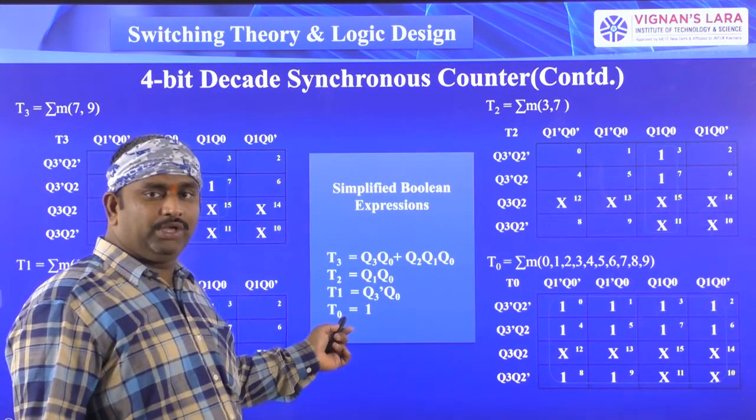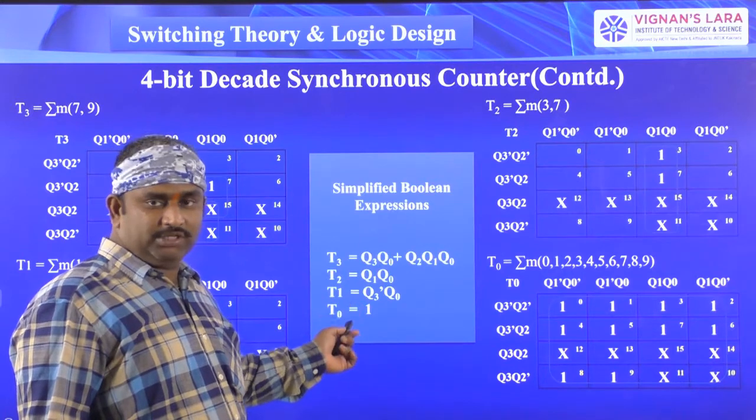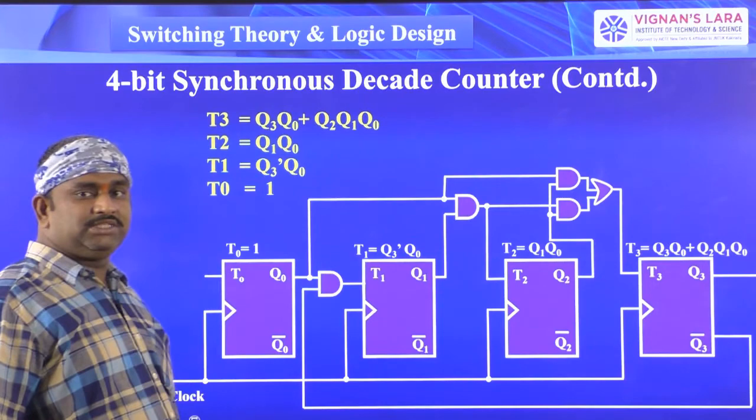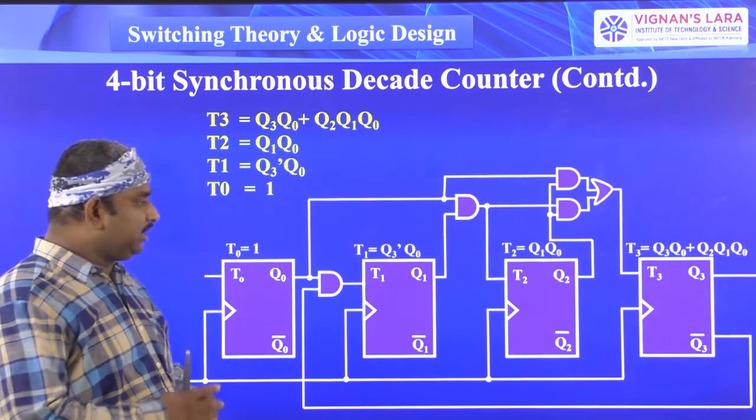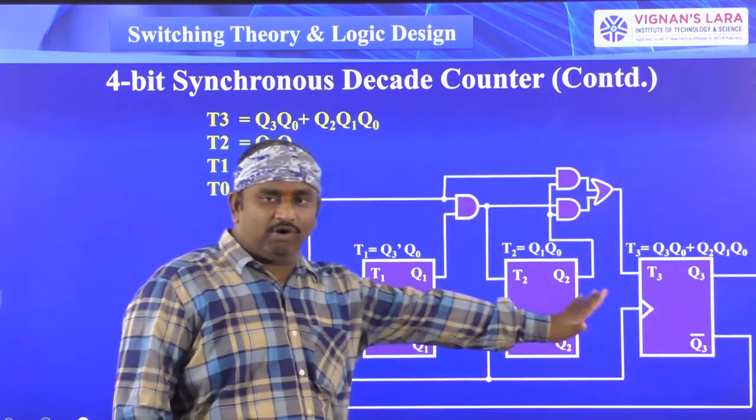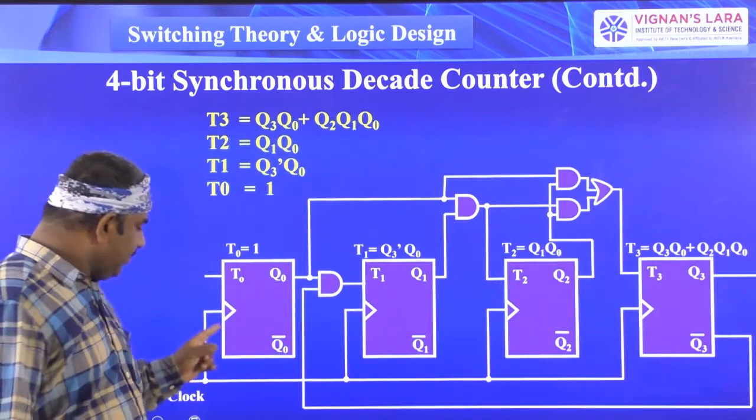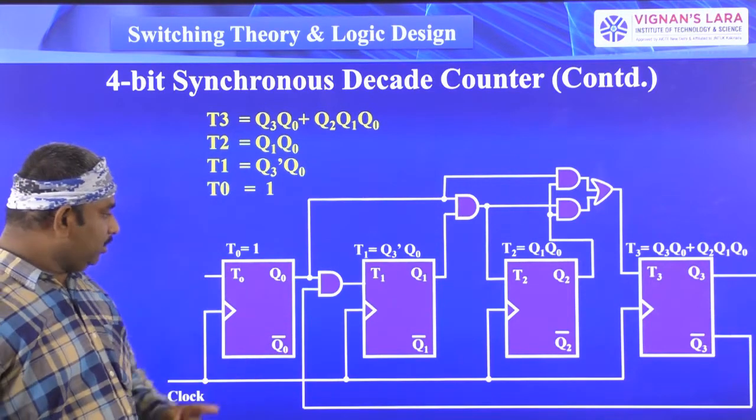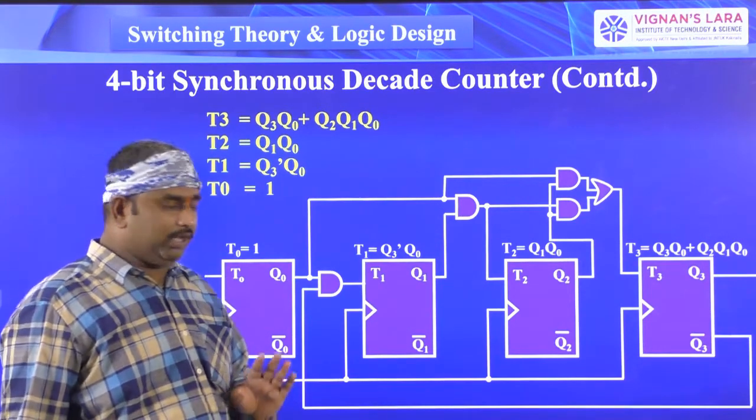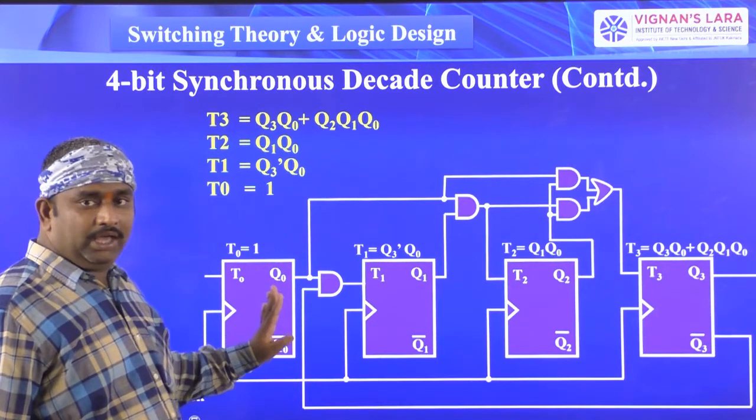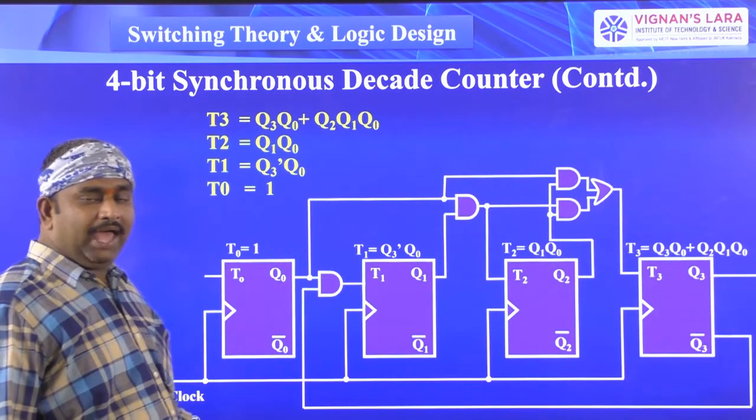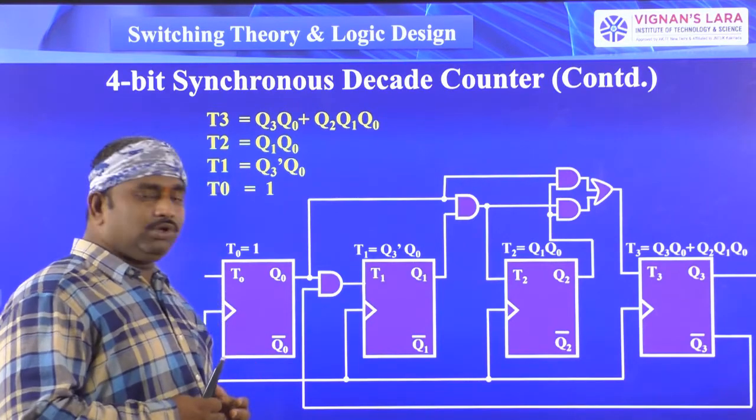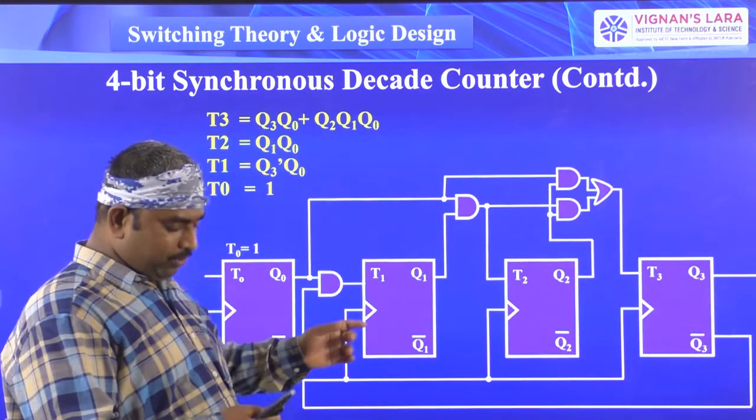Now, what you have to do here for these functions? You have to draw the synchronous counter. So see here, this is the synchronous counter. First, we have taken 4 flip-flops. And we have a common clock signal also. Right? Now you have to make this counter the synchronous decade counter. So here we have taken the input combinations.